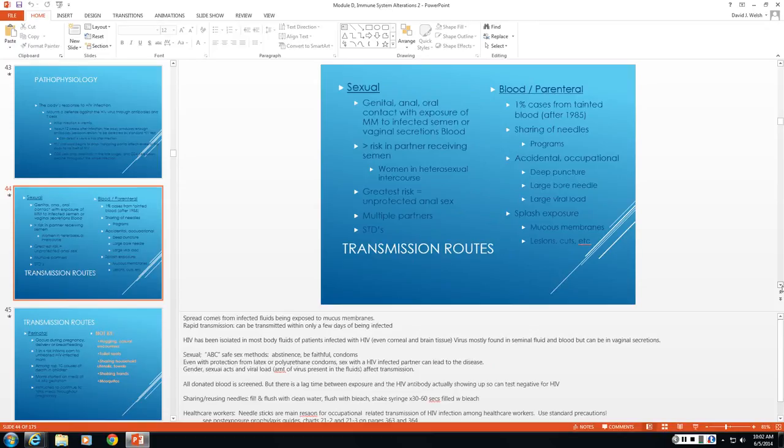Now, the spread comes from infected fluids. We're talking about transmission routes. It comes from infected fluids being exposed to mucous membranes. So rapid transmission means that it can be transmitted within only a few days of being infected. HIV has been isolated in most body fluids of patients infected with HIV, even corneal and brain tissue. The virus is mostly found in seminal fluid and blood, but it can be in vaginal secretions.